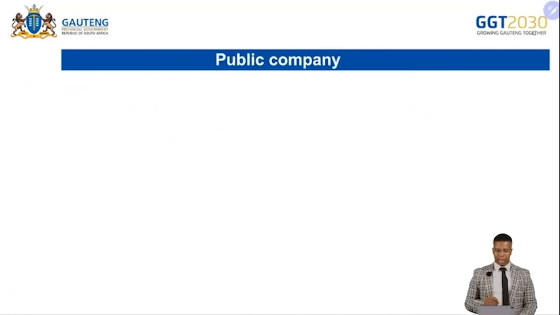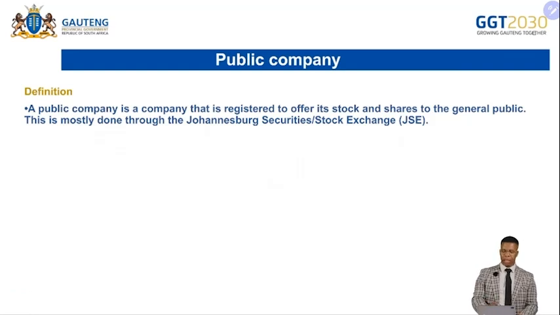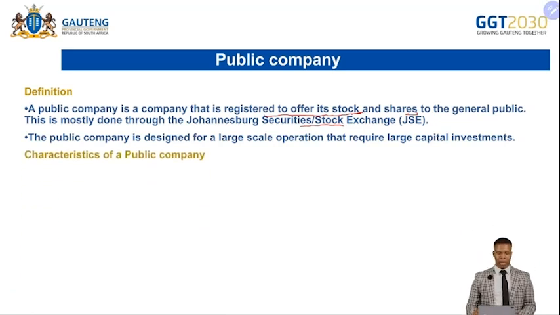So that is that. Then we look into a public company. A difference between private company and public company is very critical. A public company is a company that is registered to offer its stock, meaning its shares, to the general public. This is mostly done through the Johannesburg Securities Exchange, which we looked into its function back in term two. So the public company is designed for a large scale operation that requires large capital investments.